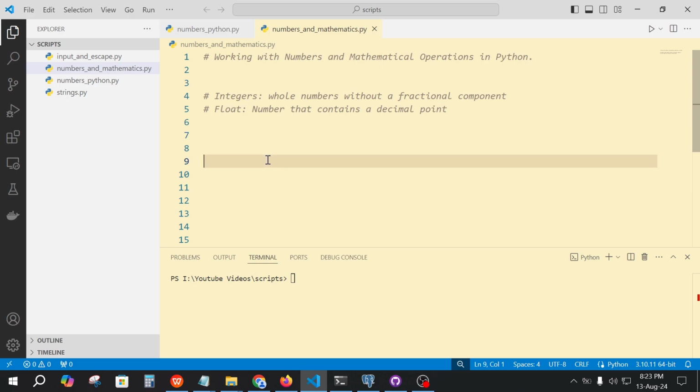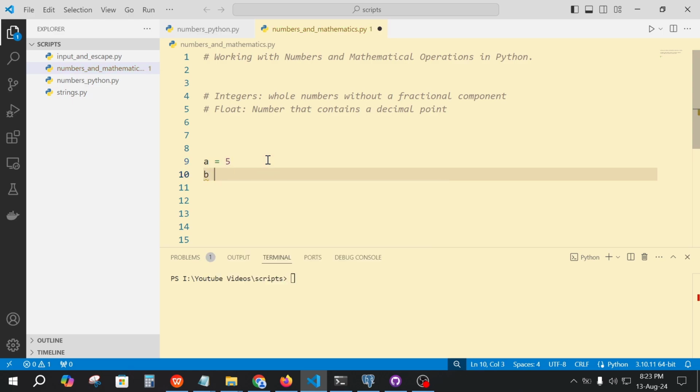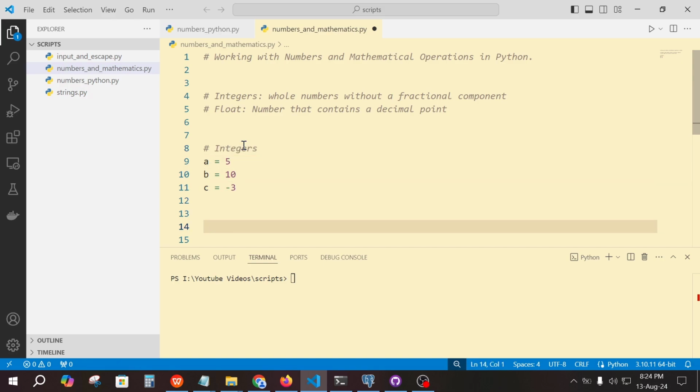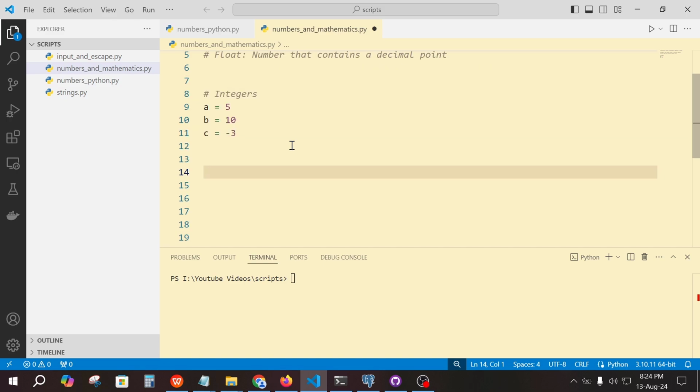So we will make a variable a and put a number into it, let's say 5, and then b equals 10. We can also put a negative number into it, so c equals -3. So these are integers. Let me comment it, integers. And if you want to see the float type, then we can make a float also.